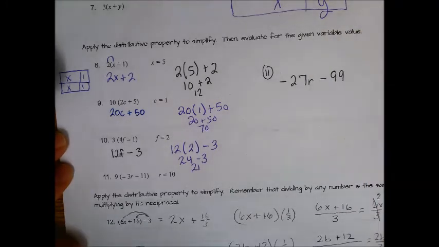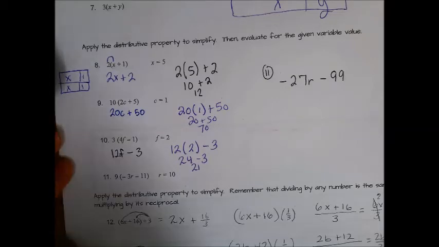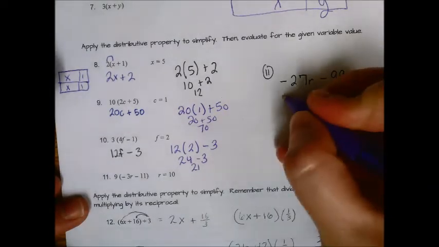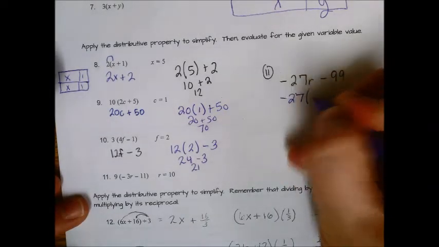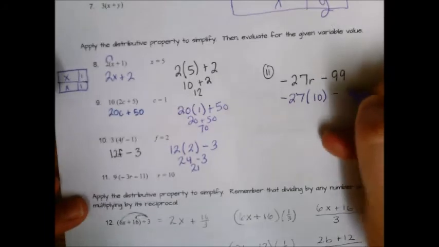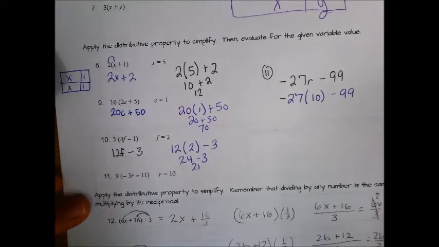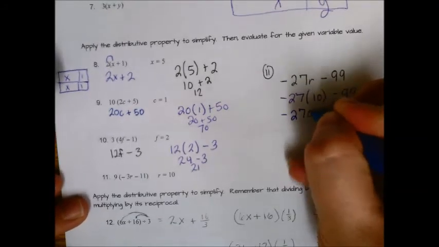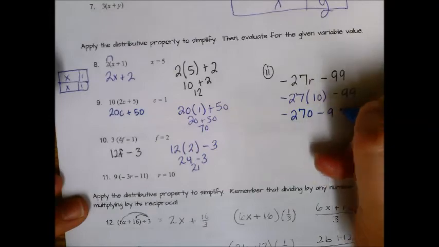I'm figuring out what that is equal to when r is equal to 10. So what I'm doing is I'm substituting 10 in for r. So I'm taking negative 27 instead of times r times 10 minus 99. So let's play with numbers a little bit when I subtract here. Negative 27 times 10, that's negative 270 minus 99.